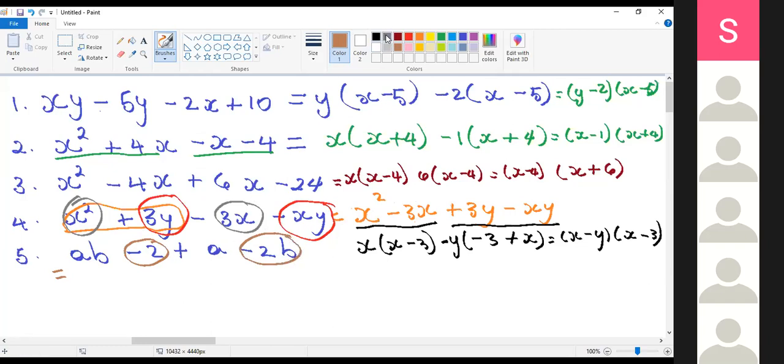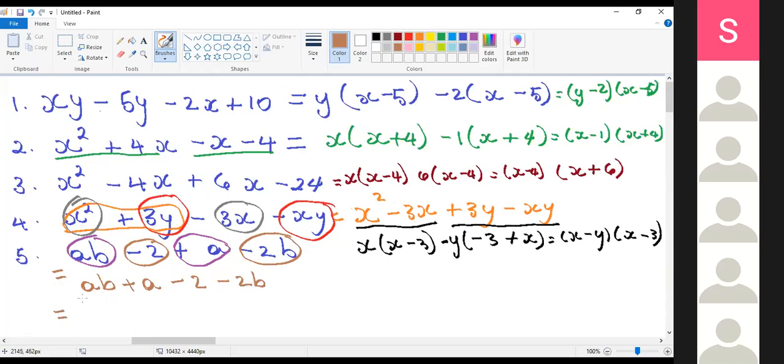And then AB gets grouped with positive A. Is that what you did? Yes, miss. Great. So let's rearrange it now. So A, B minus, what does AB go with? Plus A, and then minus 2 minus 2B. So you have that. So then you can go ahead and factor.